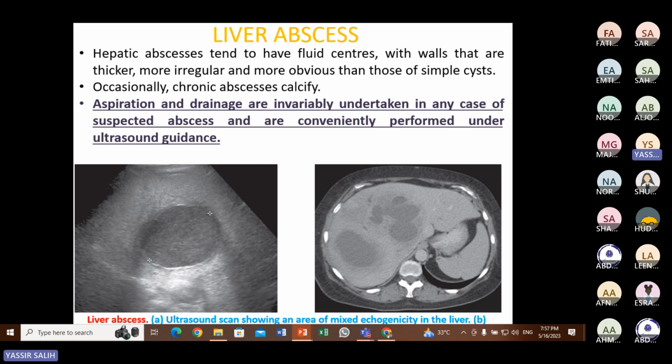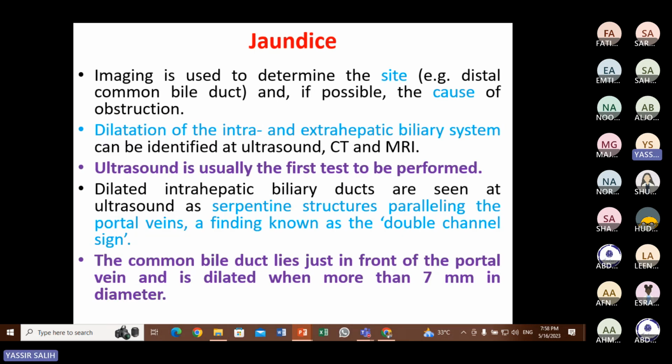Okay, what is the normal diameter of the common bile duct? Less than 7 millimeters. This refers to an adult with no history of cholecystectomy. If the patient has had a cholecystectomy, the diameter may differ. The most important thing to know is that the common bile duct is considered enlarged if it is more than 7 millimeters. Up to 7 millimeters is normal; more than 7 millimeters is considered dilated.